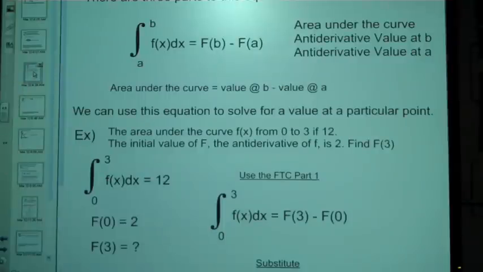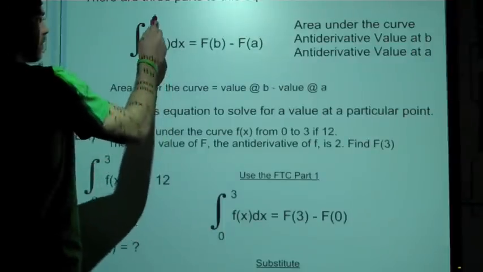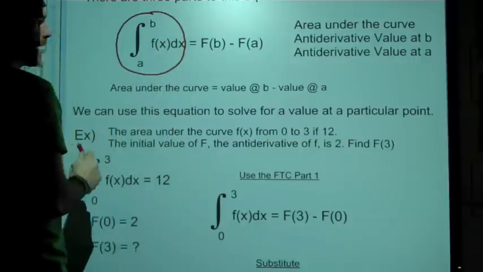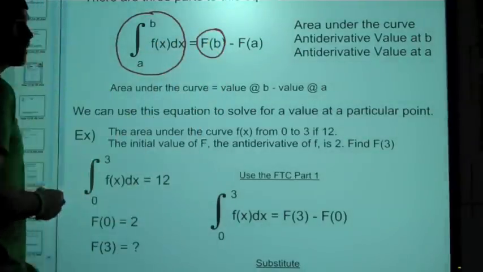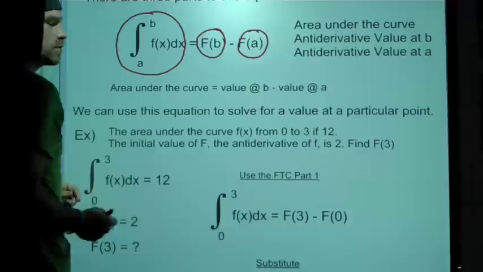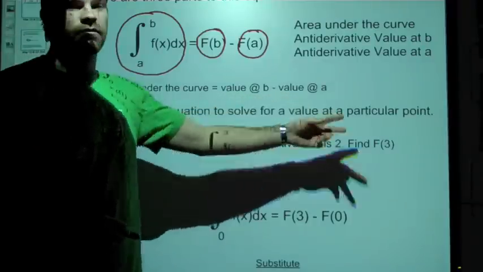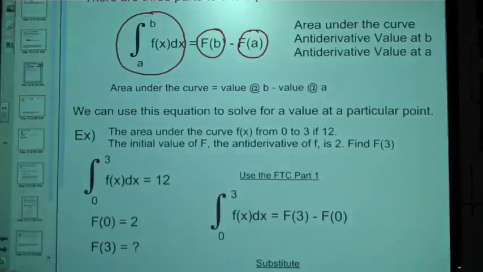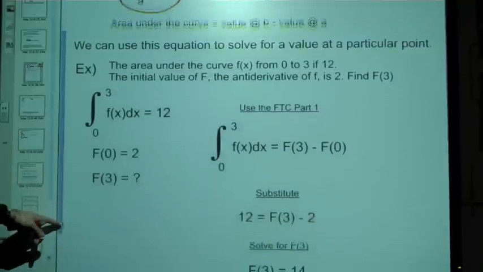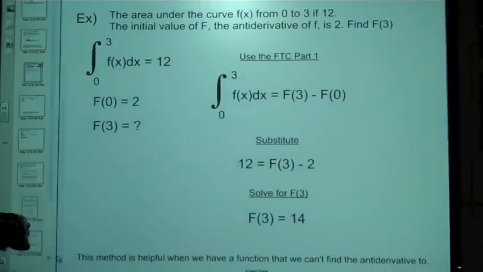There are three parts to this equation. I have the area under the curve, the value at this point, and the value at this point of our antiderivative: area under the curve, value at b, value at a. We can use this equation to solve at a particular point. Here's an example. If I tell you the area under the curve of little f from 0 to 3 is 12, the initial value of f, at x equals 0, is 2, and we want to find big F of 3.